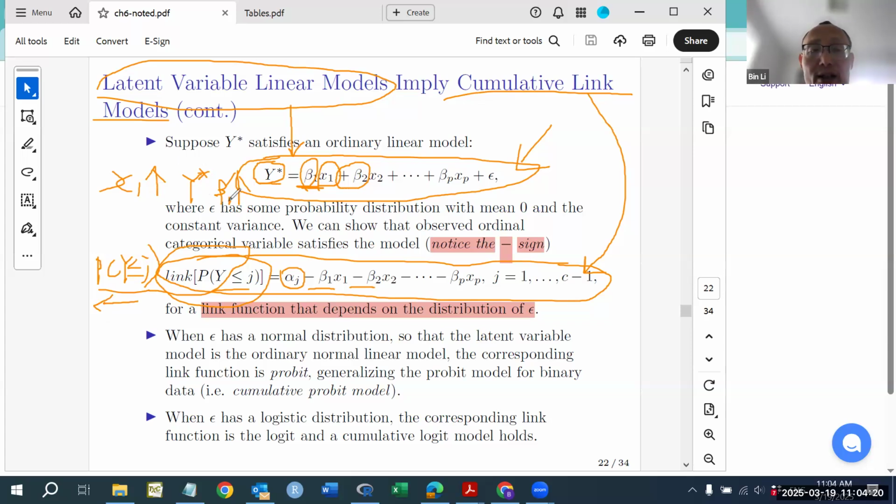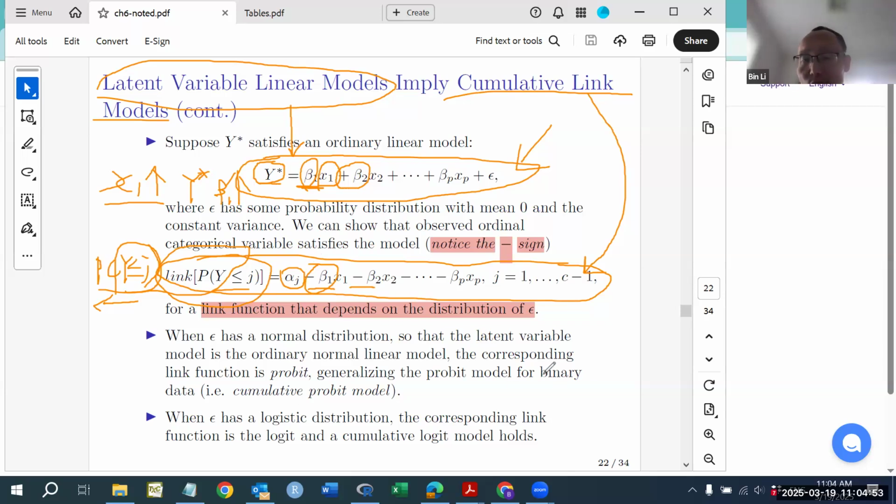But this goes with the y star, which goes higher. So that's why if x1 increases, the beta star will increase by beta 1 unit. So if the x star increases, the probability of having y less than j is decreasing. You see that? So that is the reason why we have a negative beta here. So the sign is different.